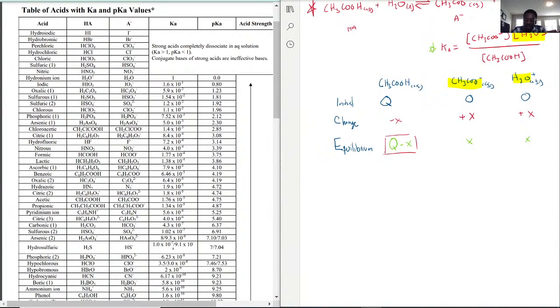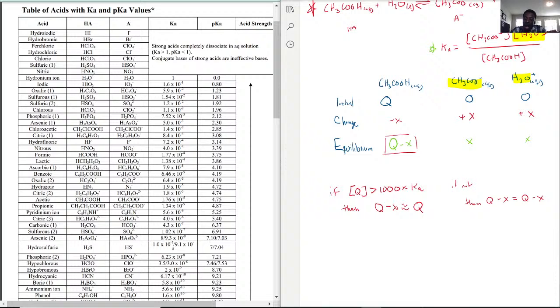It will change this part. That's what I meant. If your concentration is 1,000 times greater, so it's still bigger than 1,000 times the Ka value, then effectively, Q minus X can be rounded to just Q. If not, you have to keep Q minus X as Q minus X.